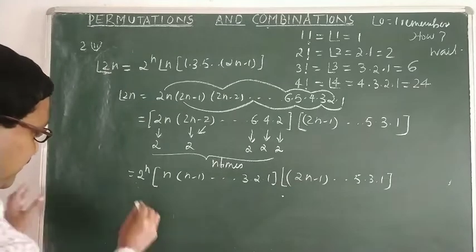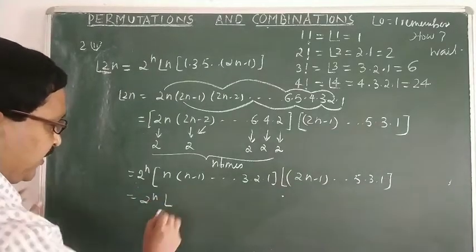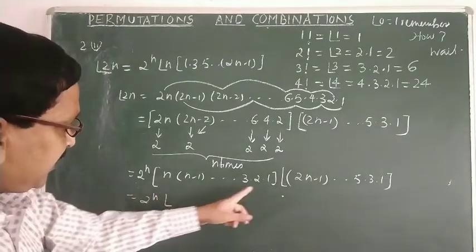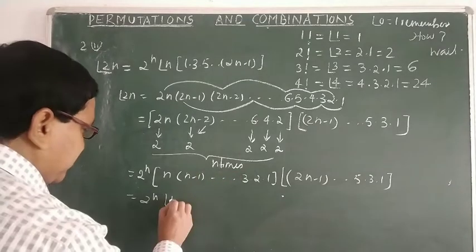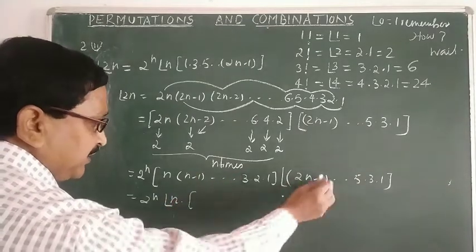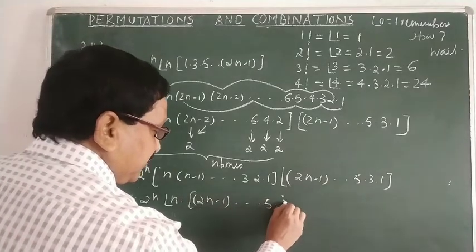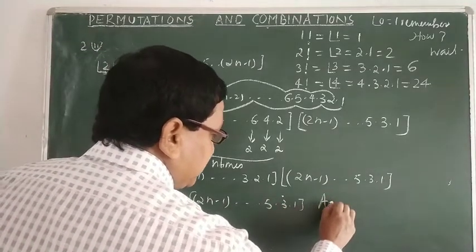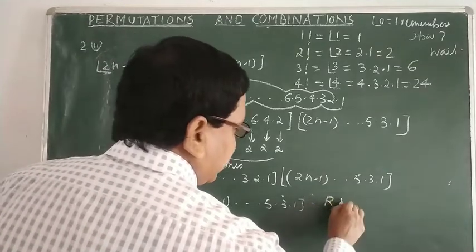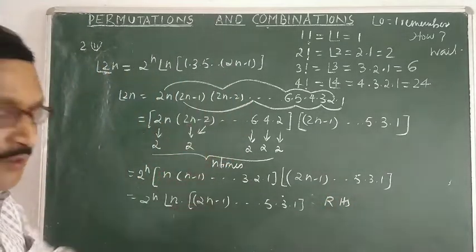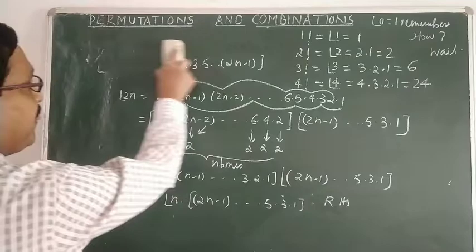Now just see, this is 2 to the power n, and we know that starting from n and ending at 1 regularly, this is called factorial n. And this is already 2n minus 1 dot dot dot 5, 3, 1. So this is proved. This is RHS. So how successfully the problems are being answered?